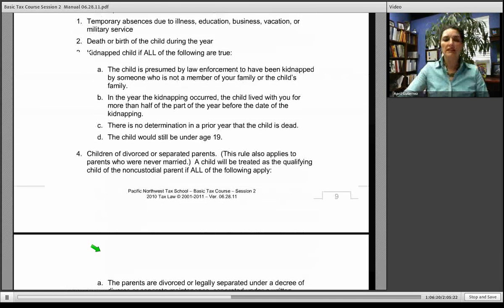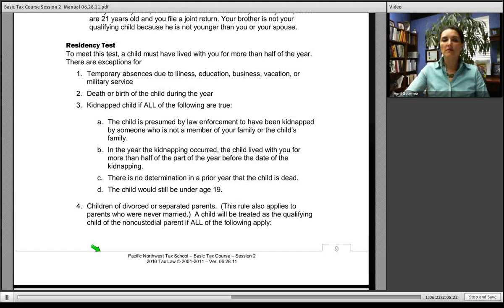So again, let's take a look at what's happening with this rule. It's the residency test rule. If you have a qualifying child, the residency test states that that child must live with you for more than half the year. The exceptions to that rule are: the child is temporarily away from home, the child was born during the year or died during the year, the child was kidnapped.